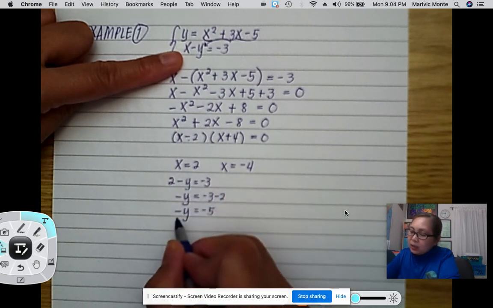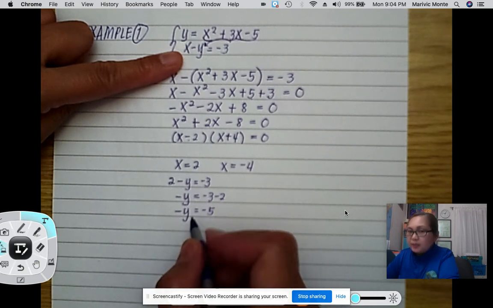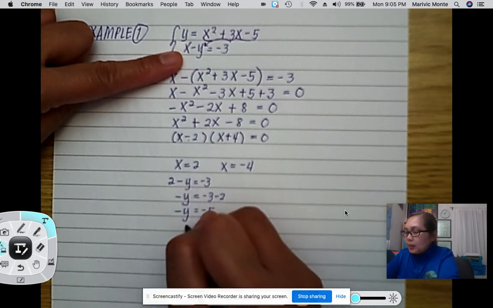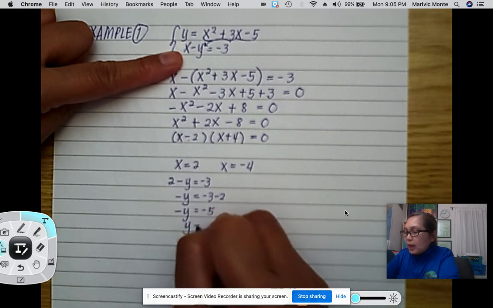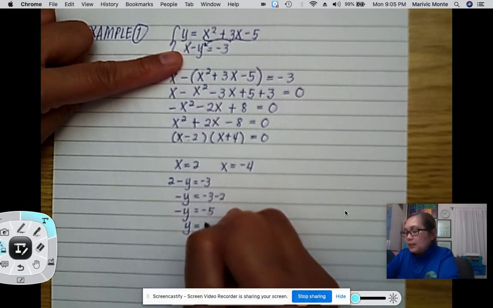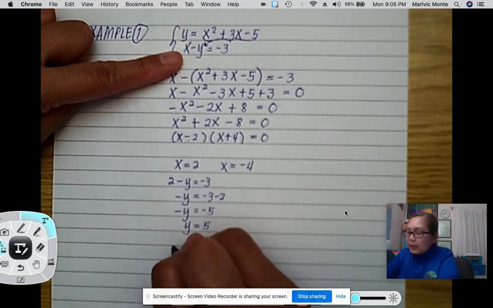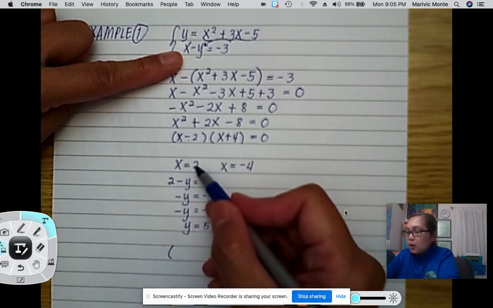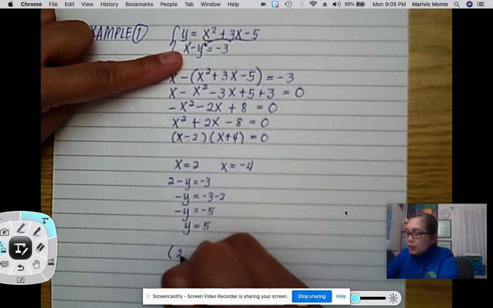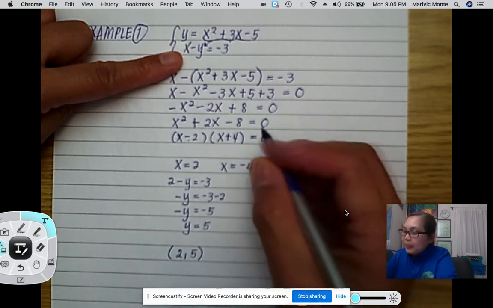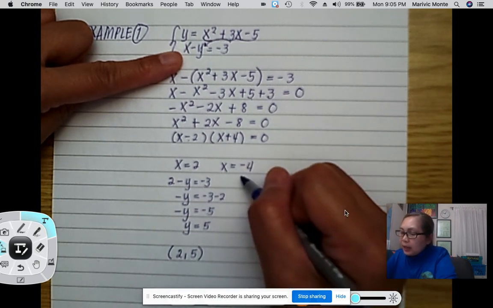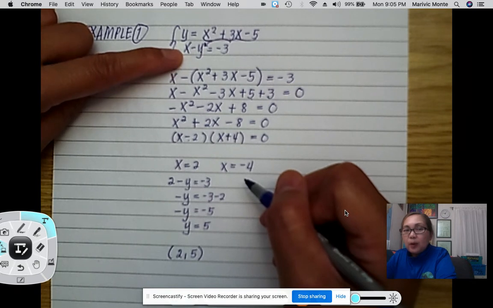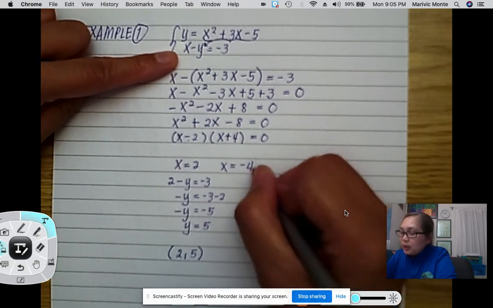And again, I don't like this negative here. So I'm going to divide both sides by negative 1. You're doing that mentally. So this y is equal to positive 5. And at this point, I now have the first coordinate composed of 2 and 5. Okay. And then here, again, I keep pointing on that linear equation because that's what we're using.